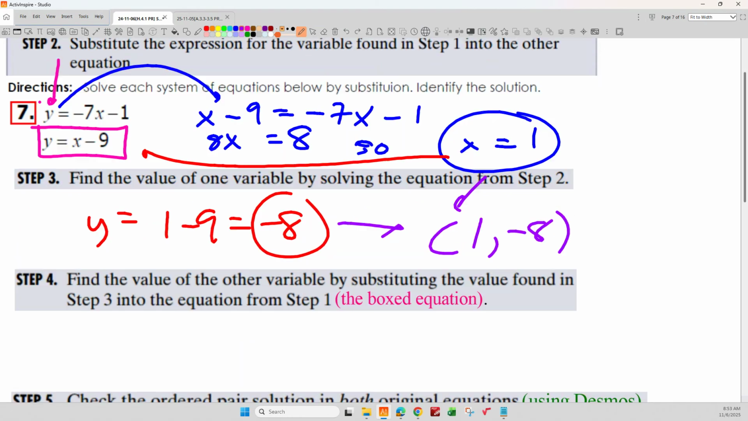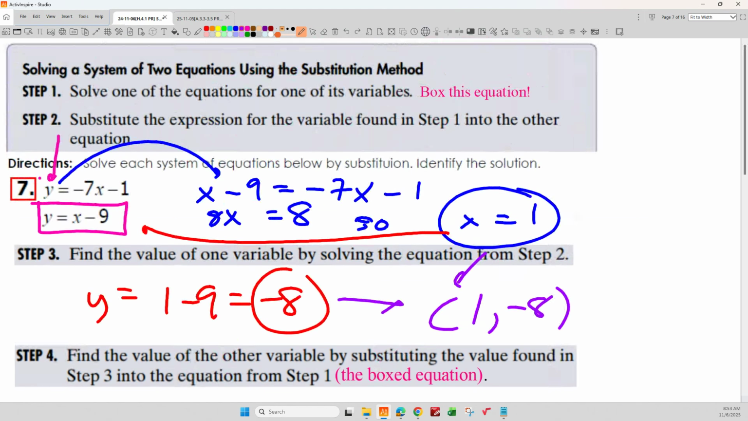Now I could use Desmos to do that, right? That's not a big deal. How could I, remind me how I would do that? How do I use Desmos? We've been doing this all year. Desmos Scientific, I don't need Desmos graphing. What could I do to check my ordered pair 1, -8?